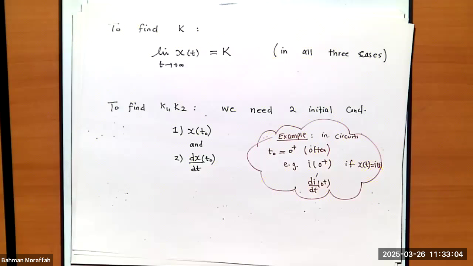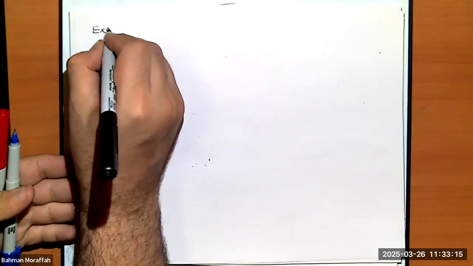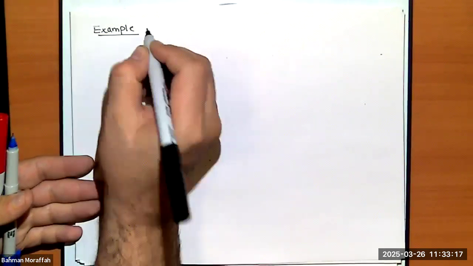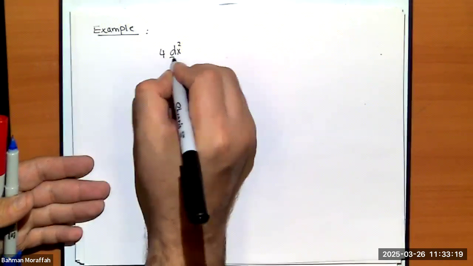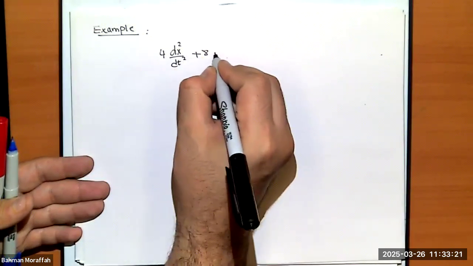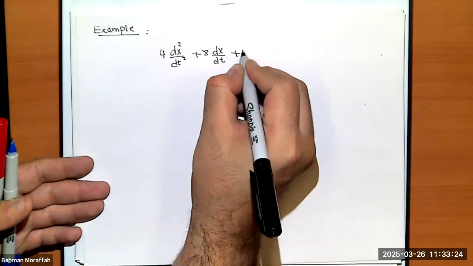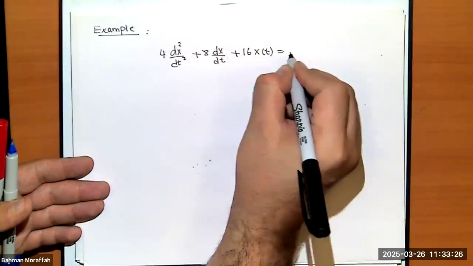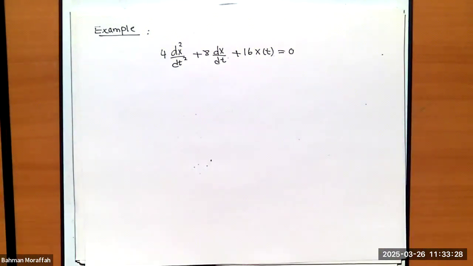let's just do a few examples, just looking at the differential equation and see how it works. Okay? Example. Let's just say I am given this differential equation. 8 dx/dt plus 16 x(t) equals 0. Now let's just say I want to find the natural frequency, I want to find the damping ratio, I want to find the solution, I want to find everything.